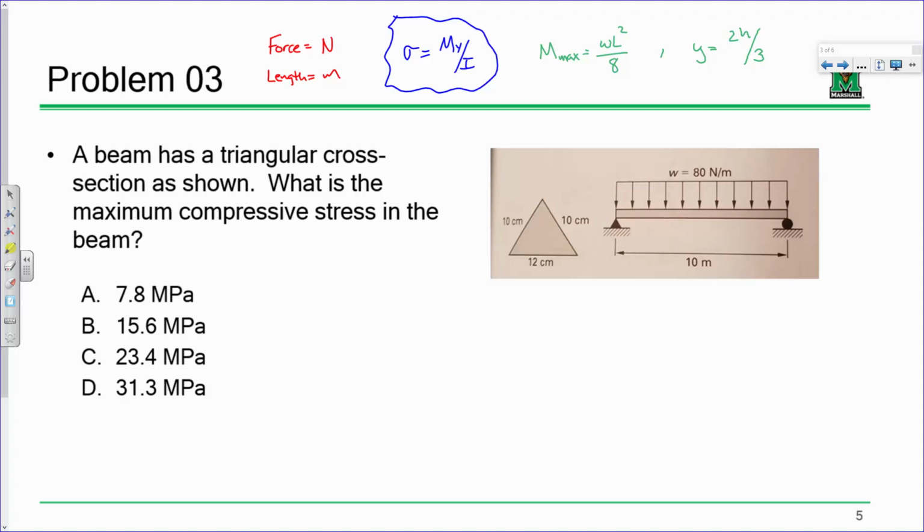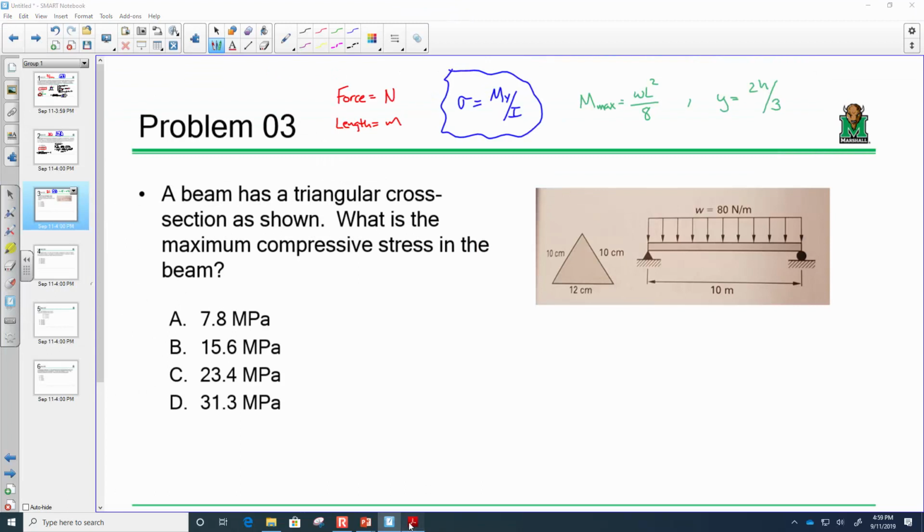Sorry. bh³/12 is the moment of inertia of a rectangle. What's the point? You're guessing. And here's the thing. When I was setting up this problem, I didn't remember it either, right? But do I need to remember it? There you go. We've got the reference manual. So let's go back to that.